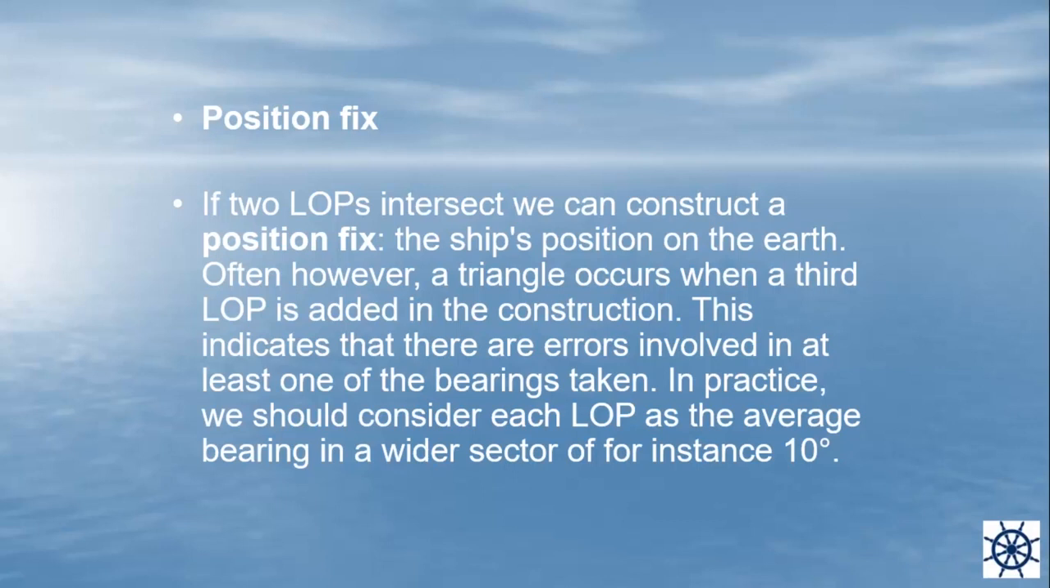The ship position on the Earth. Often, however, a triangle occurs when a third line of position is added in the construction. This indicates that there are errors involved in at least one of two of the bearings taken. No? In practice, we should consider each line of position as the average bearing in a wider sector of, for instance, 10 degrees. No?